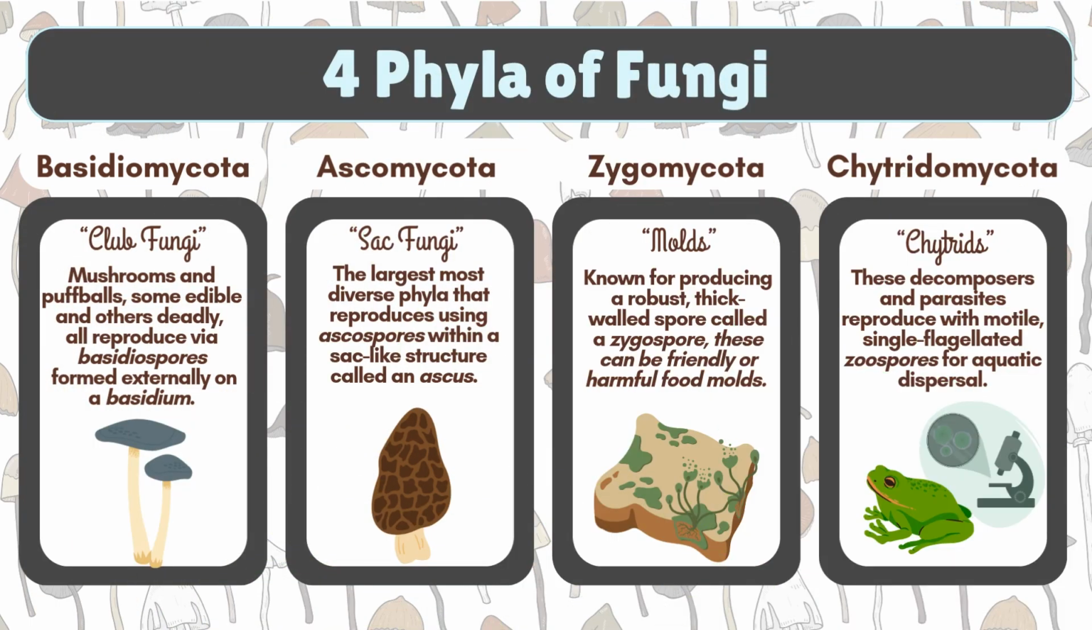Fungi are classified into four main phyla: Basidiomycota, the club fungi, like mushrooms and puffballs, reproducing via basidiospores. Ascomycota, the sac fungi, including yeasts and truffles, using ascospores. Zygomycota, known for zygospore formation, these include molds found on food. Chytridomycota, aquatic fungi with zoospores, some of which are parasitic. Each group plays a unique role in nature and human life.